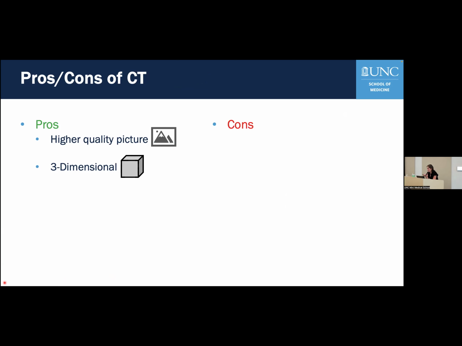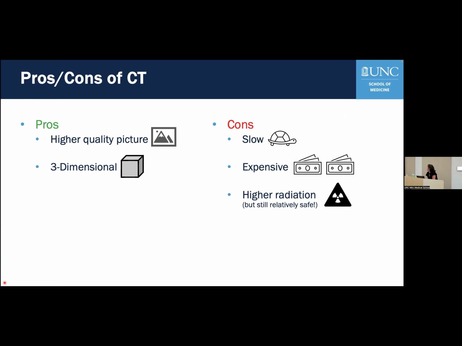And then in terms of cons of CT, it's a bit slower. It takes some more time to take all of those pictures, spiral all the way through the whole body. It's a bit more expensive than X-ray. We have a whole big machine compared to a little bit of a smaller machine with an X-ray. And then there's a little bit more radiation with the CT. It's still a safe level of radiation. That's why we still use it in clinical practice, but it's a little bit more than you would have for an X-ray.